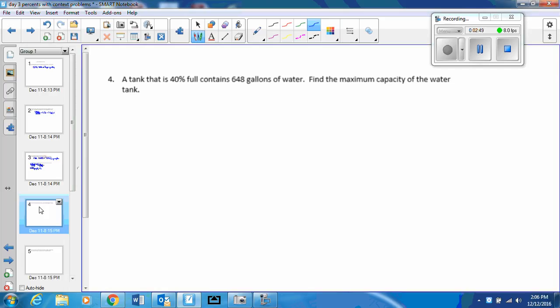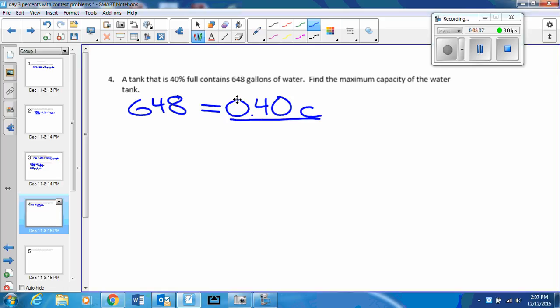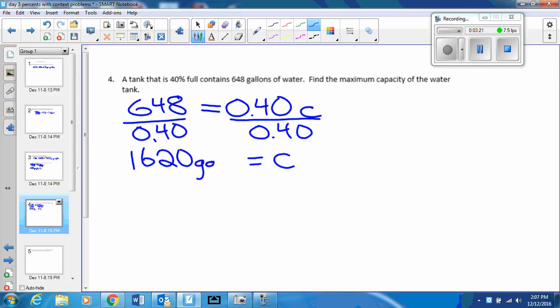For question 4, a tank that is 40% full contains 648 gallons of water. Find the maximum capacity of the water in the tank. So we're looking for the capacity. So 40% of the capacity is equal to 648. Solve this now with inverses, so divide by 0.40. My calculator, I get the capacity in the whole tank is 1,620 gallons.